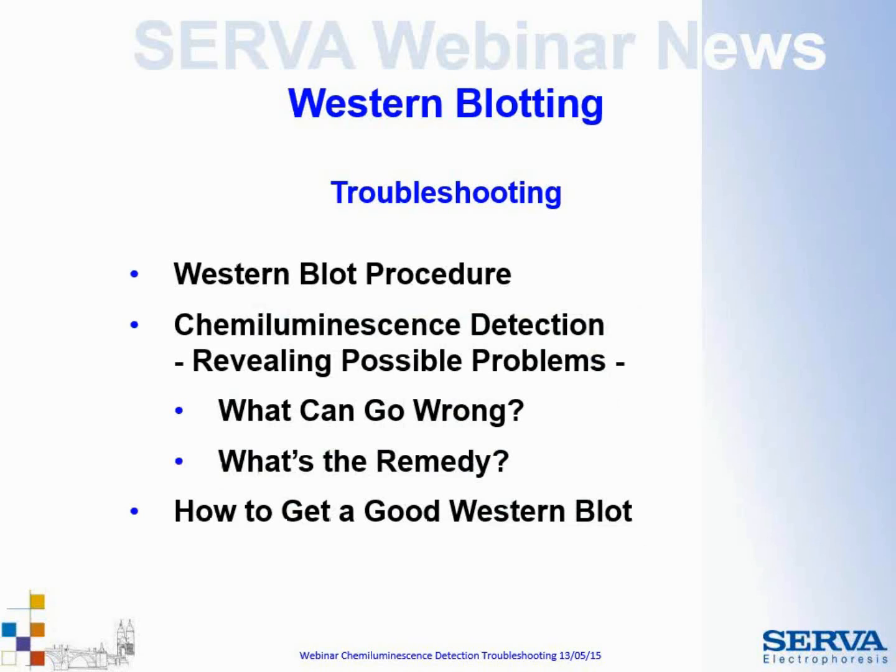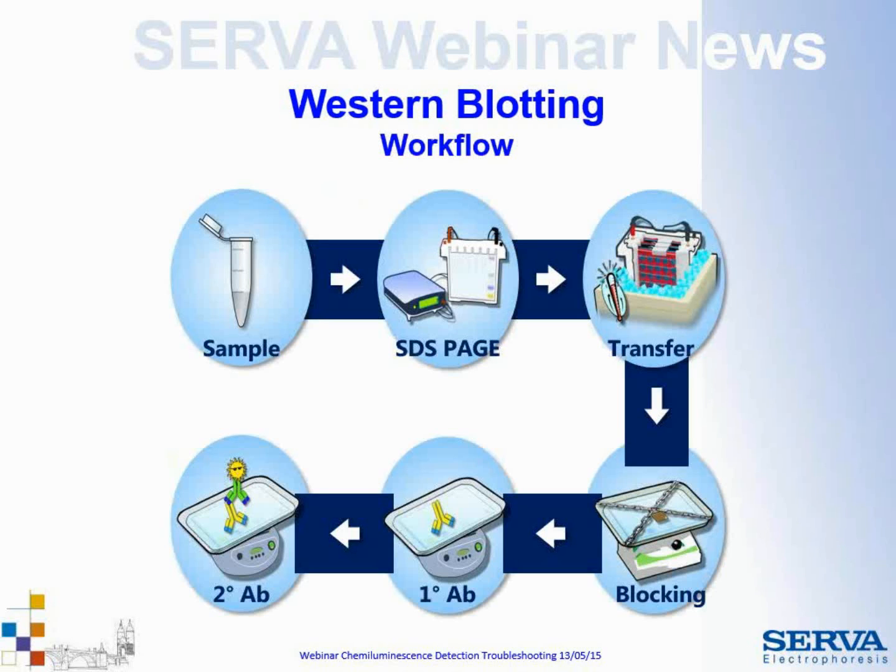First of all, I want to give you an overview of the Western blot procedure, and then I will show you possible problems that can be revealed by the detection system. So what can go wrong and how can you solve the problems? And at the end, you will see how to get a good Western blot. So let's start with the Western blotting workflow. You can see it's quite a complex method with different steps.